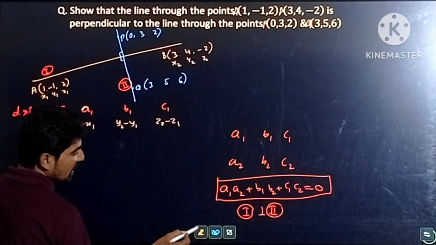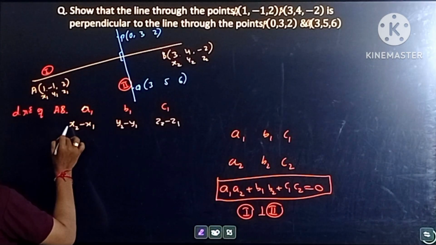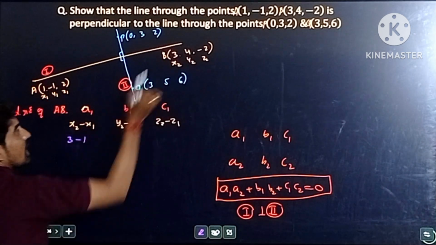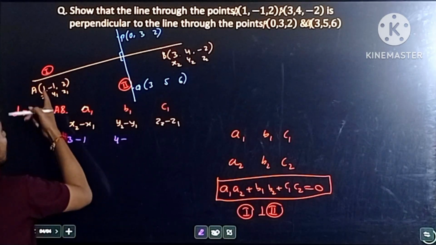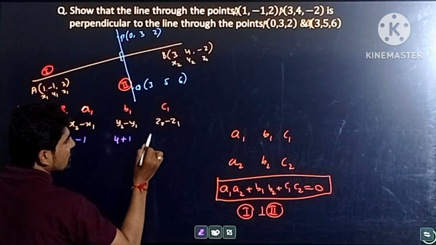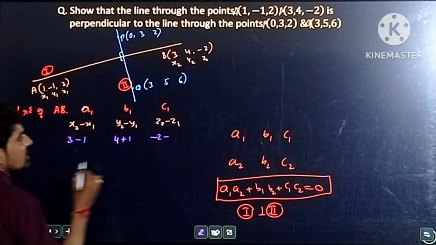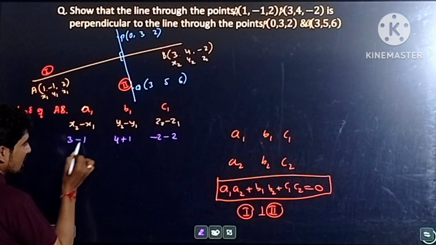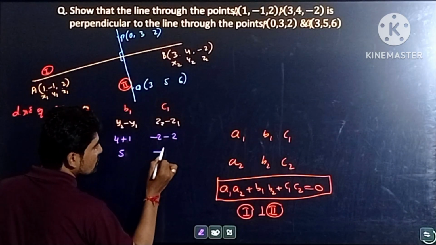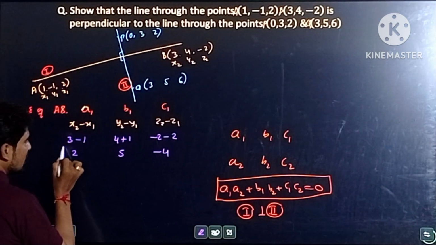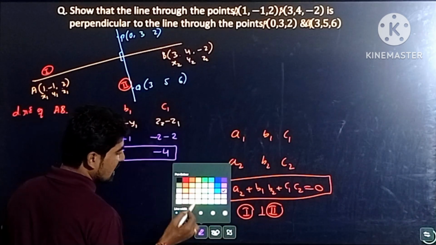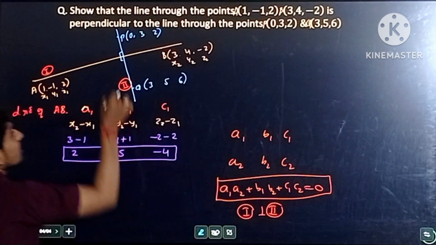So see here, A1 is x2, which is 3, minus x1, which is 1. B1 is y2, which is 4, minus y1, which is minus 1, so minus into minus is plus 1. And C1 is z2, which is minus 2, minus z1, which is 2. Therefore A1 is 3 minus 1, which is 2, B1 is 4 plus 1, which is 5, and C1 is minus 2 minus 2, which is minus 4. These are the direction ratios of the first line segment AB, and next we need the direction ratios of the second line segment PQ.